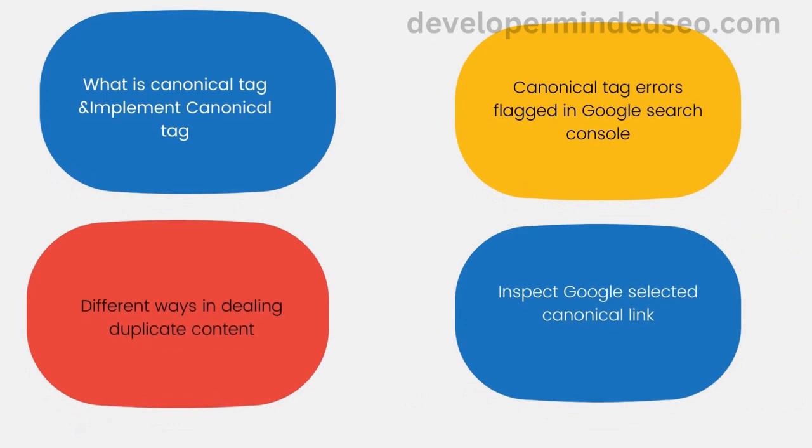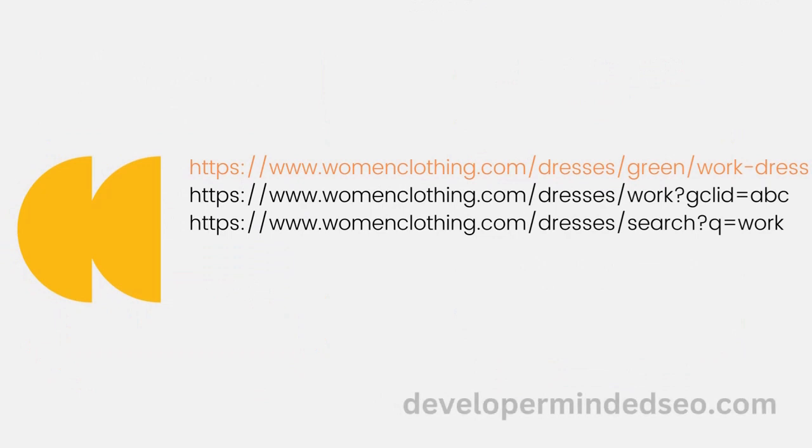So in this video, I'm going to cover what is a canonical tag, how to implement the canonical tag, and different ways of dealing with duplicate content. I'll also cover how to fix some of the issues raised in Google Search Console, how to inspect the Google selected canonical link, a few more important points to consider when fixing canonical tags, and several external factors which influence Google to pick some other URL as the canonical URL rather than the user's given URL. First, what is a canonical tag?